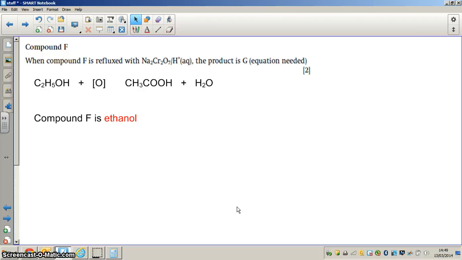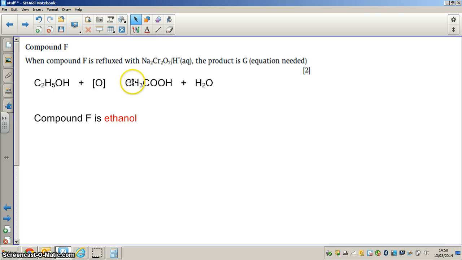Now we move on to compound F, and we're told that it reacts with sodium dichromate in acidic conditions to produce a product G. Well, it's actually been oxidized. So this confirms that our product F is as we suggested in our previous discussions of compound E. Compound E reacts to form ethanol, and ethanol will react with dichromate under reflux, and we refer to this because it's oxidation. We use the square brackets and the symbol O for oxidation to form what we believe to be compound G, which in this case would be ethanoic acid and water.